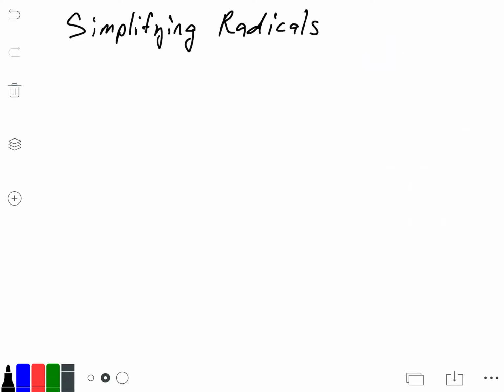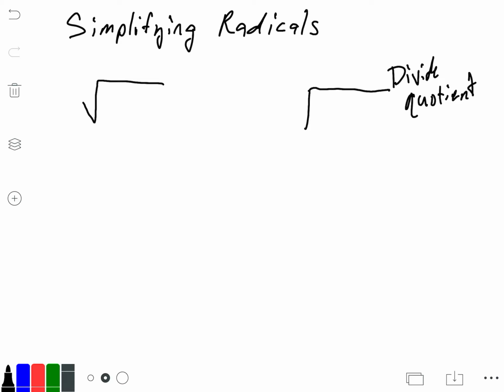Okay, let's talk simplifying radicals and what we mean by a radical. What we mean by a radical is this symbol. Okay, it's different than this symbol. This is divide or quotient. This one is the radical symbol. Okay, many of you know this one as a square root.